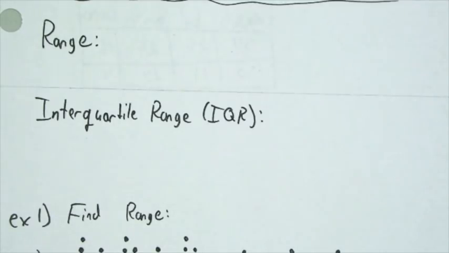Alright, today we're going to be talking about Chapter 10, Lesson 2. This is all about measures of variability. So we're going to be talking about two specifically, and then we're going to be talking about how we can use those two to help us to find some outliers.